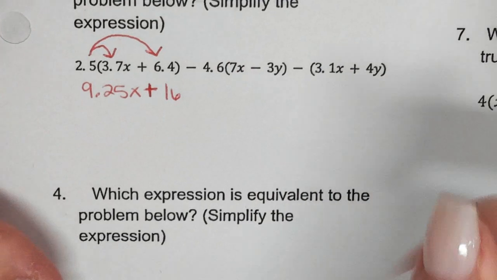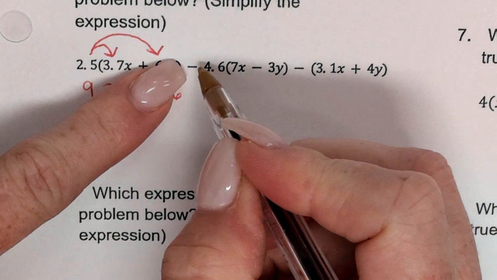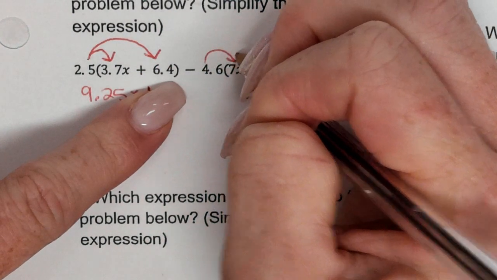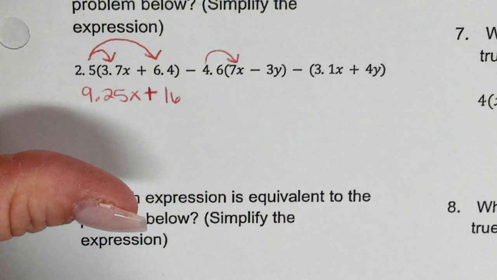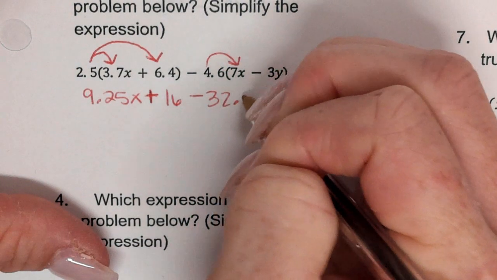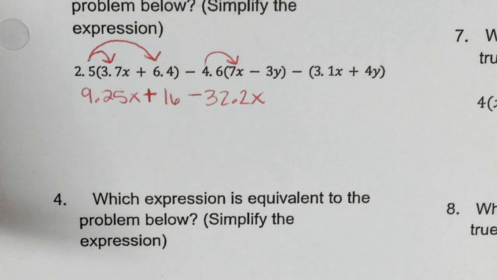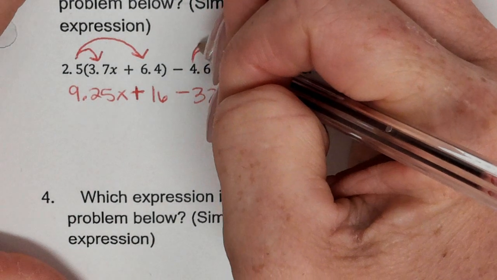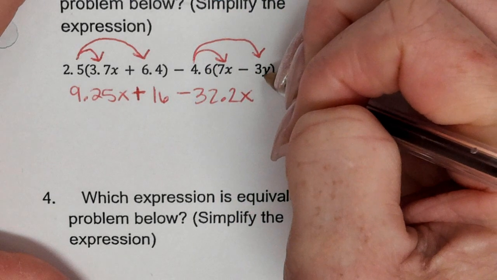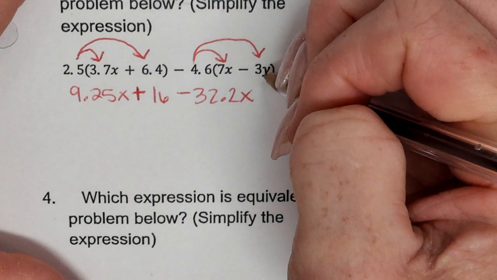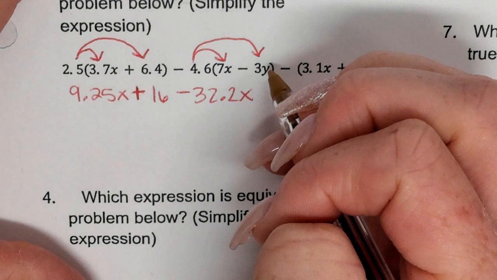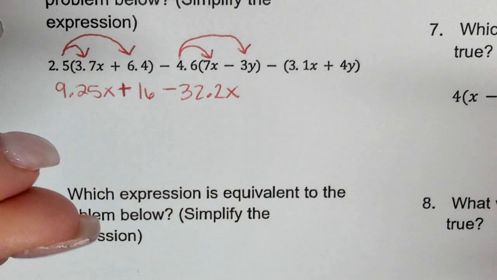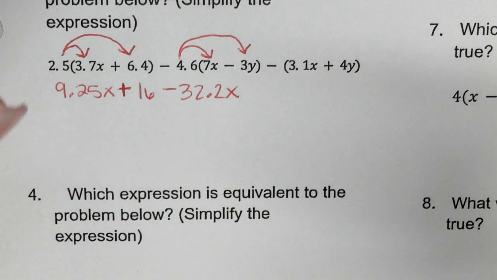Yes? Now right here, I am distributing a what? A negative. So I'm doing a negative 4.6 times 7, which is negative 32.2x. Or you could have put plus negative. Yes? Okay, and then this, I'm distributing this negative 4.6, and what is this? A negative. What's a negative times a negative? A positive. So 4.6 times 3 is positive 13.8y.